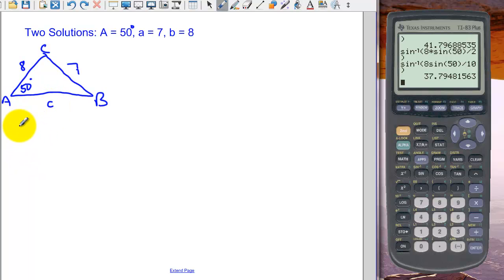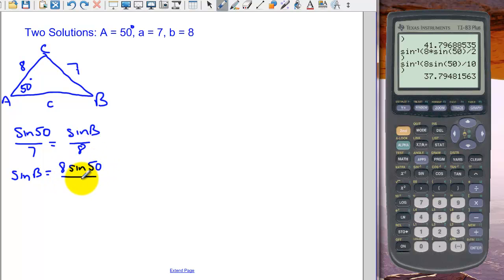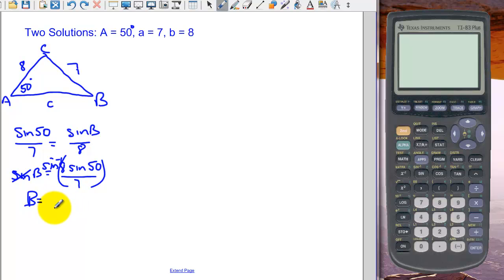So again, we're going to start out the same way we did before. Sine of 50 over 7 equals sine of B over 8. Let's multiply by 8. So we get sine of B is going to be 8 times the sine of 50 over 7. We're going to take the inverse sine of that. And I've already computed this, so I'm saving time not punching in the calculator. You've watched me enter the calculator. We get here 61.1 degrees.